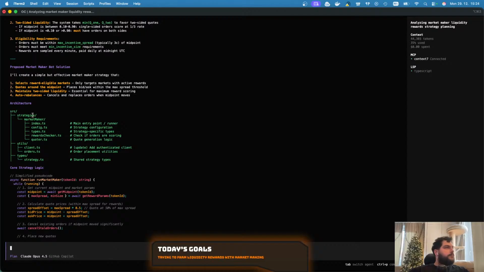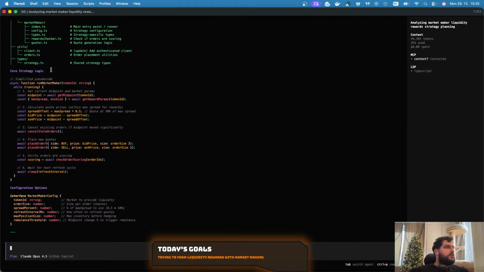And the architecture is the following. So it will add 2 new utils, new types for the strategies, configuration, components 1.